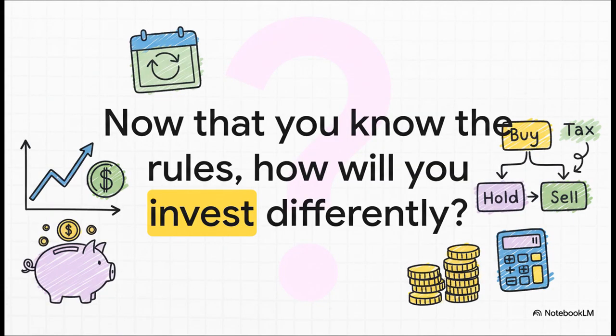See, here's the bottom line. Understanding these rules is what separates a passive investor from a smart, strategic one. It's never just about how much you make. It is always about how much you get to keep. So that leaves us with a final question for you to ponder. Now that you know the rules of the game, how will you manage your investments differently?